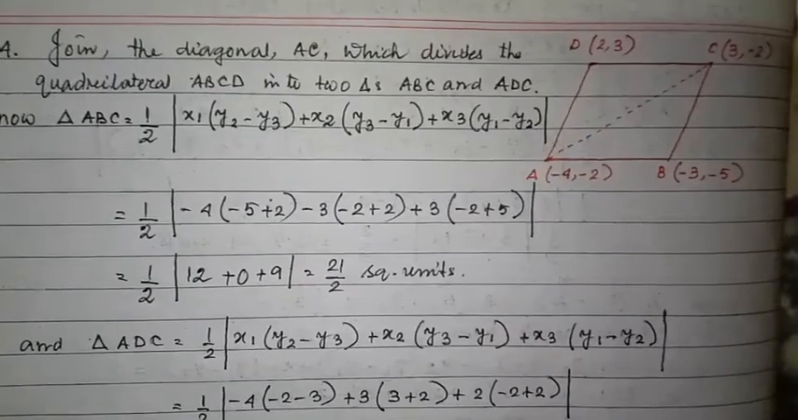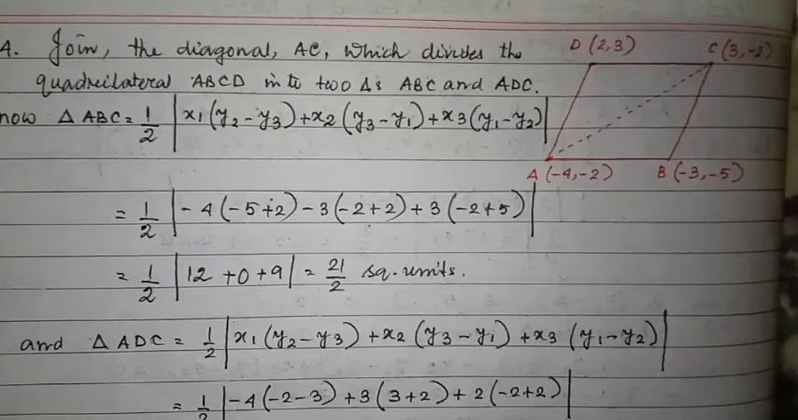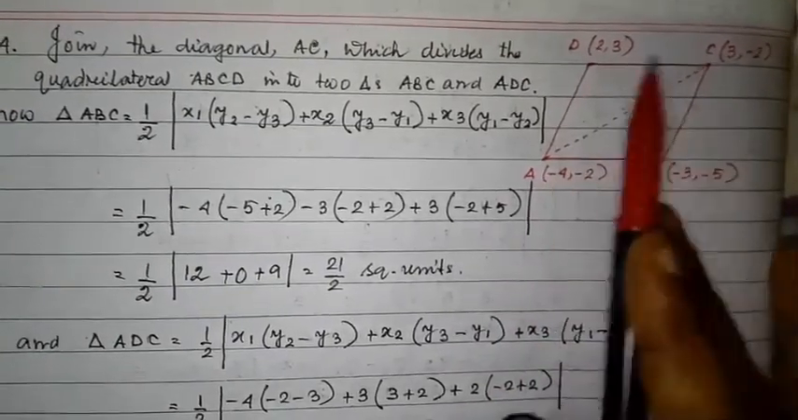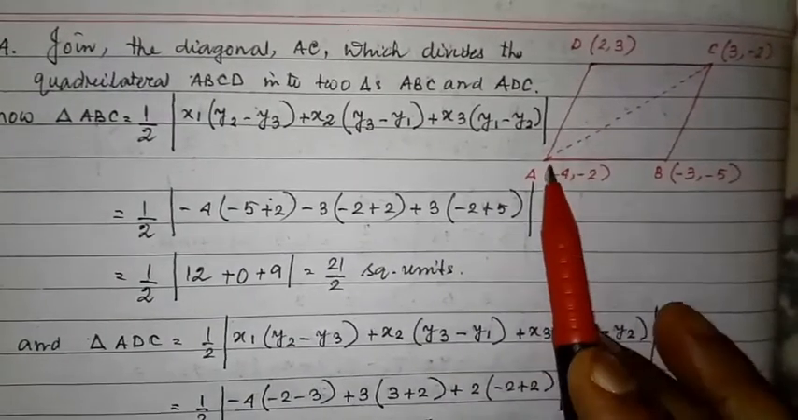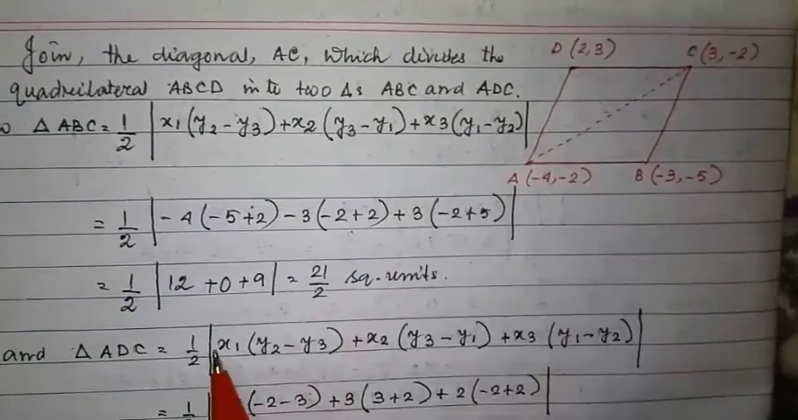Okay. Now students, sum number 4. Find the area of the quadrilateral whose vertices taken in order are (-4, -2), (-3, -5), (3, -2) and (2, 3). So this is the quadrilateral, and for the quadrilateral we have marked its vertices A, B, C and D.